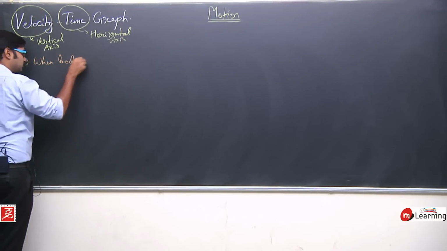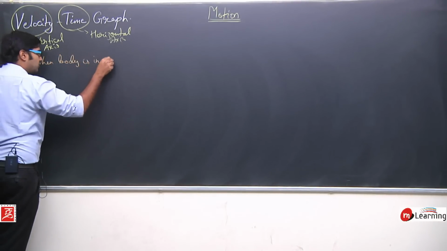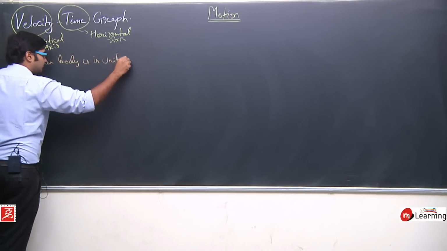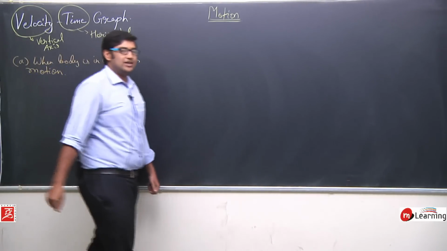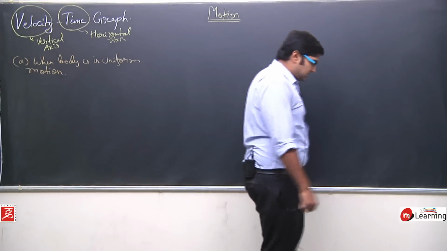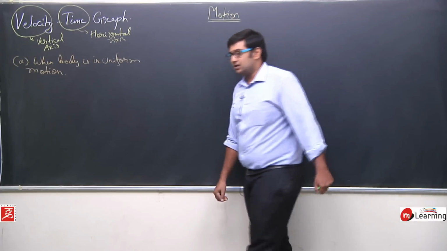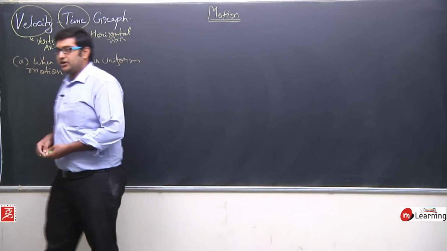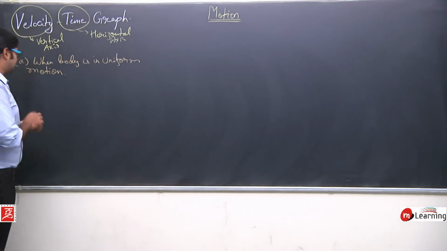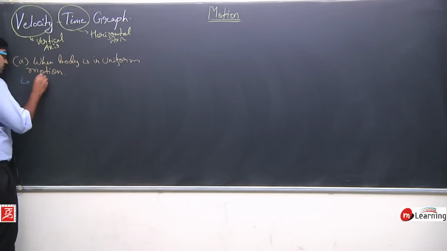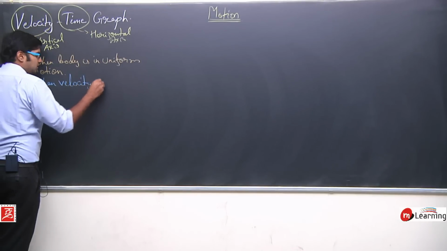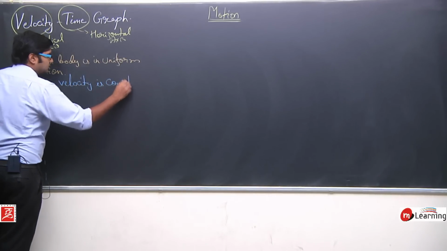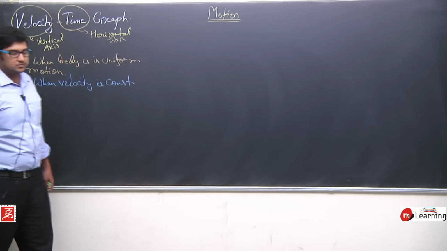the body is in uniform motion. When the body is in uniform motion, we call it the constant velocity. When it is moving in a uniform motion. What is a uniform motion? When the velocity is constant, we call it a uniform motion.